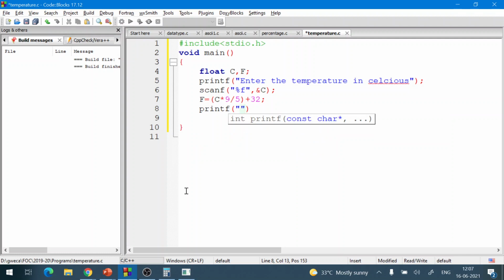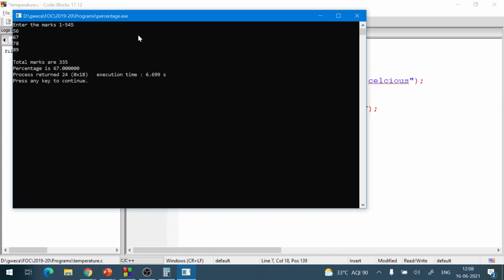So let us see. I want to print temperature in Fahrenheit is %f, and I want to use F for it. Fine. So C into 9 by 5. So the problem you can understand, right? Let us run it.